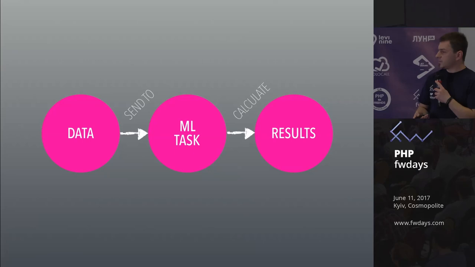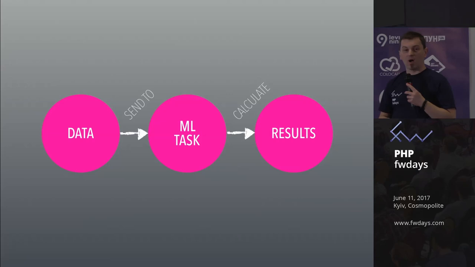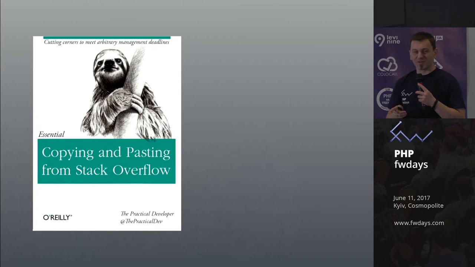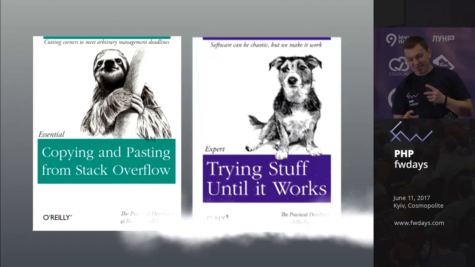The question is why? Because the second approach, naive machine learning, was heavily inspired by two books. The first one, copying and pasting from Stack Overflow. And the second one was trying stuff until it works. So never read this book, never.